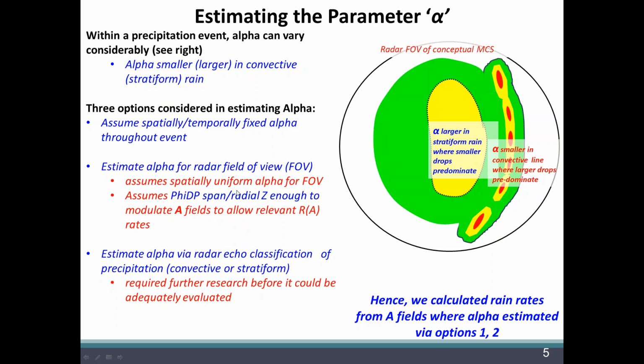Basically, this assumes that alpha sticks throughout the space of the radar field of view, and it also assumes that the PDP span in radial data itself is enough to modulate the specific attenuation fields so that you get relevant rain rates. That's the key here. Then the third option we looked at for a brief amount of time was we could estimate alpha by radar echo classification of the precipitation, whether it was convective or stratiform. But this required further research before it could really be adequately evaluated. So for the prototype that I'm talking about now, we calculated rain rates from specific attenuation fields where alpha was estimated via options 1 and 2.